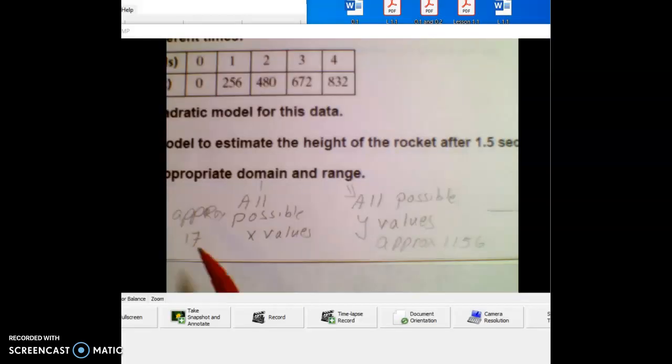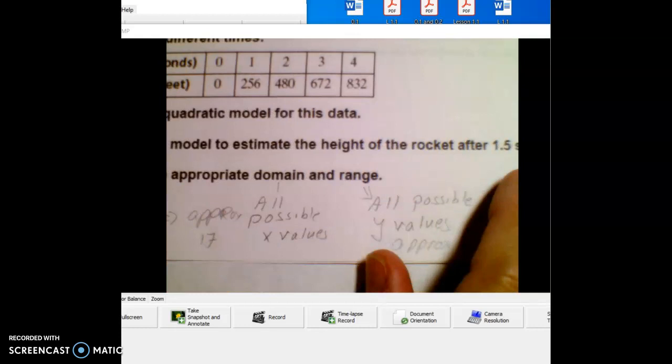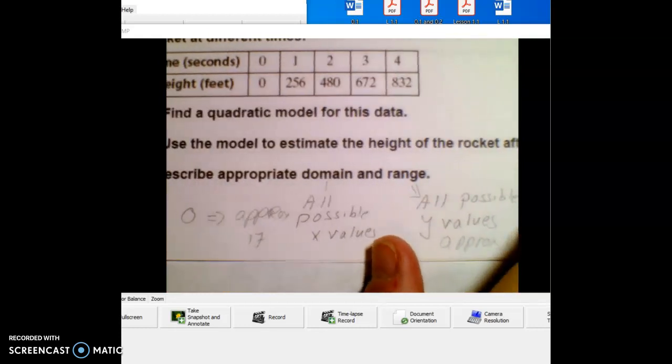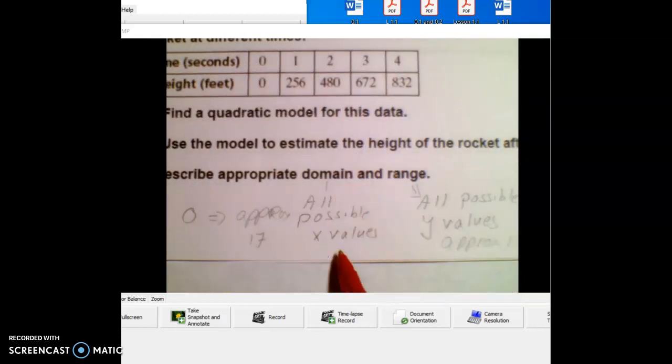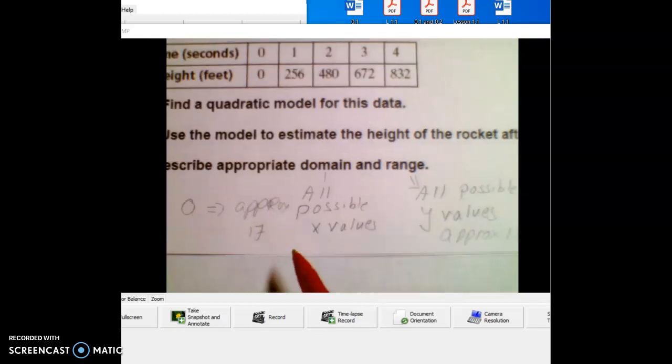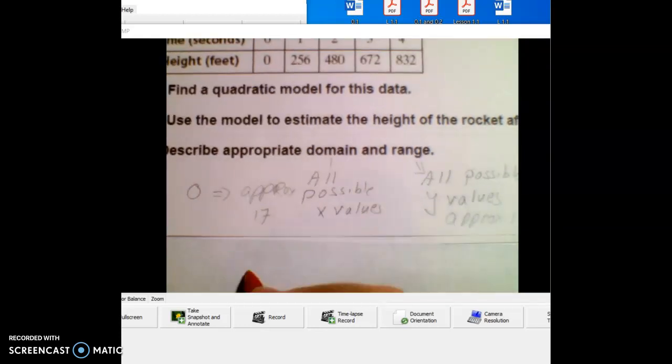Okay, so here's where I wrote my work. I said that the domain is all the possible x values, and I know that my domain started at 0 and went to approximately 17. So I'm going to write it as an inequality. All the x values: x has to be greater than or equal to 0, and x has to be less than or equal to approximately 17. We're just going to estimate for right now.